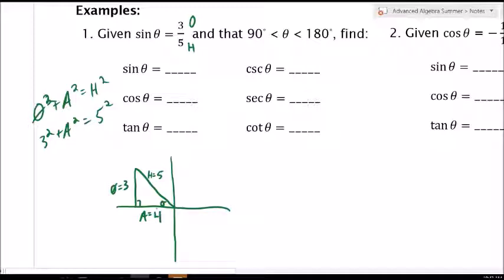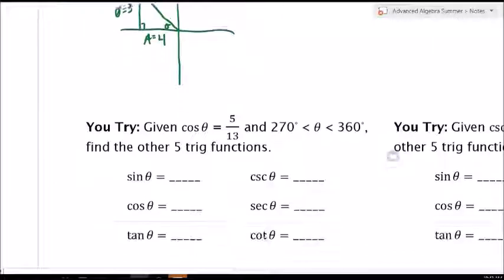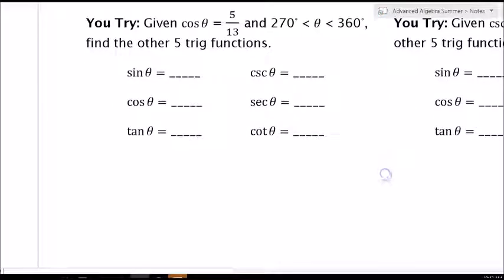Now, we're just writing that as fractions. So sine is o over h, cosine is a over h, tangent is o over a, and we do some flipping. And we're good to go. So you'll notice all these problems are really similar. They just give us slightly different information. Let's go ahead and do this one here. So cosine, I know that's a over h.